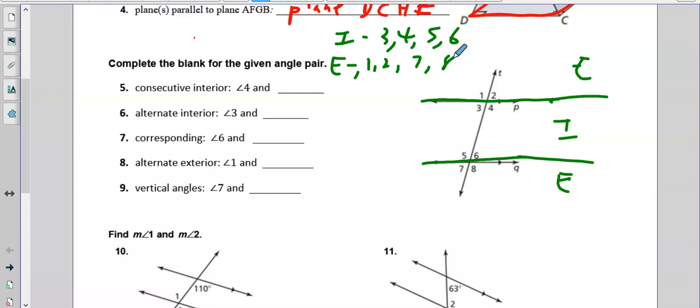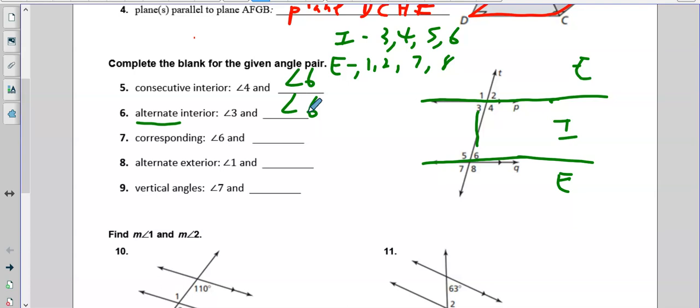So if I'm looking for consecutive interior, my choices are 3, 5, and 6, all right? But consecutive interior also means the same side of the transversal. So the number that's on the same side of the transversal would be angle 6. Alternate interior. So alternate, remember, means skip sides, every other side, opposite side. So opposite side of 3 would be 4 and 6, but 4 is linear pair, so we go down here and look at angle 6 again.